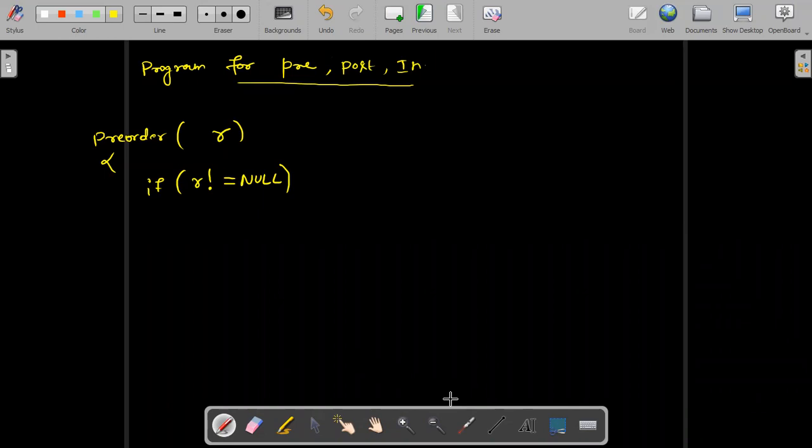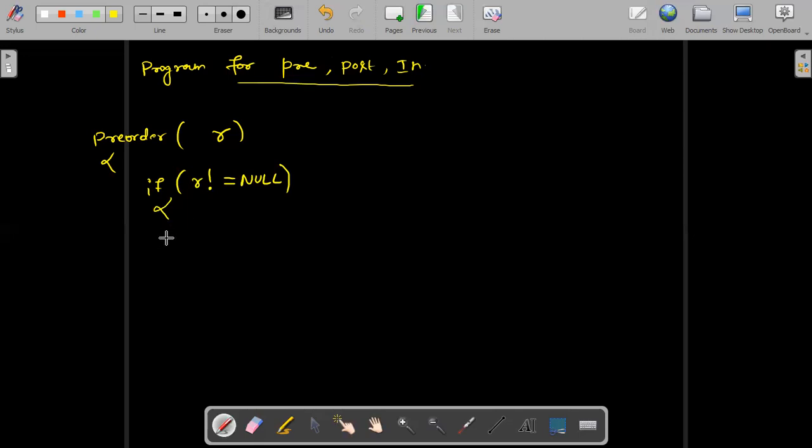So if R is not null, definitely you can visit all the nodes. That is exactly what I'm talking about here. Apart from that, nothing is there. If not equal to null, what will you do? Go inside, visit the left subtree, right subtree, as well as the root, and print the root. Pre-order means first you visit the root, after that the left subtree, after that the right subtree. I will show you, don't worry right now.